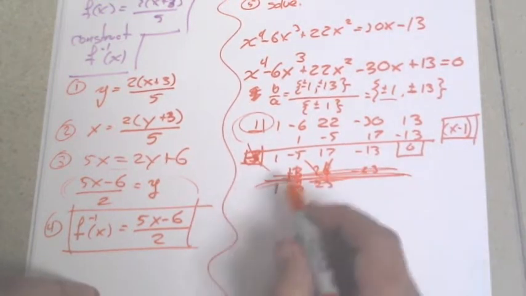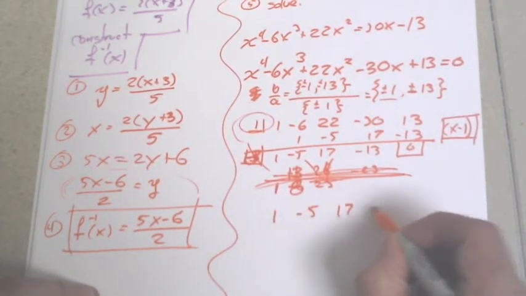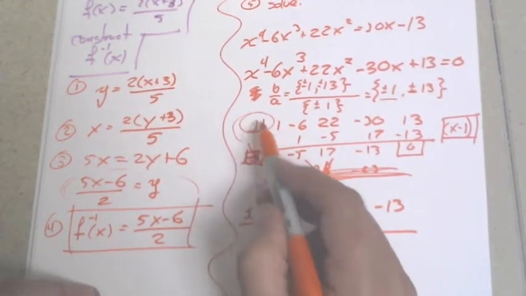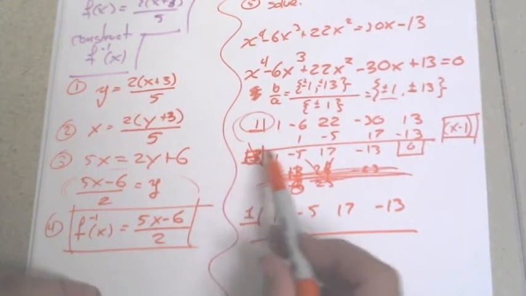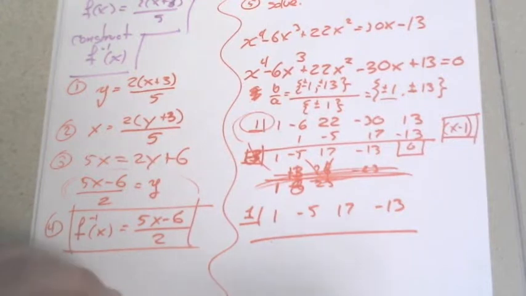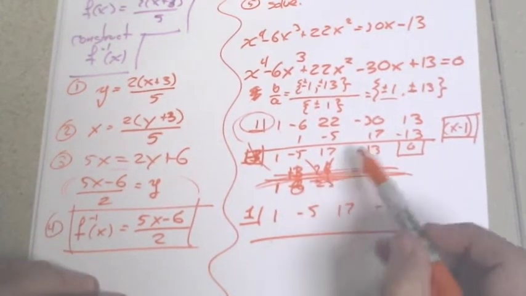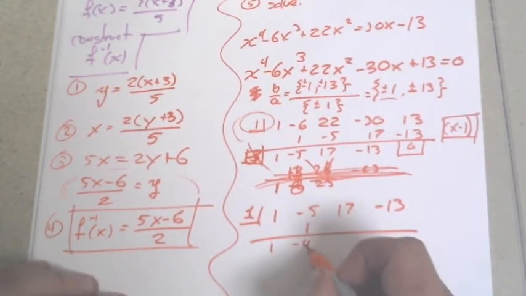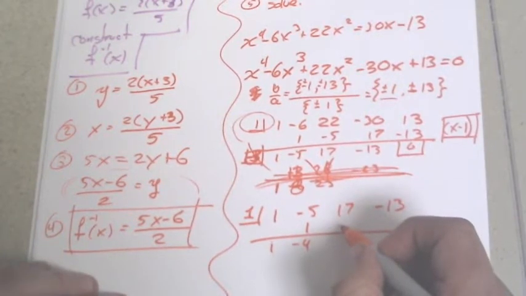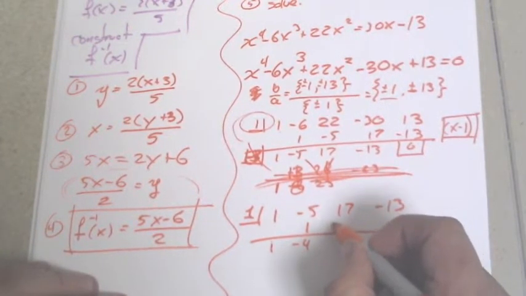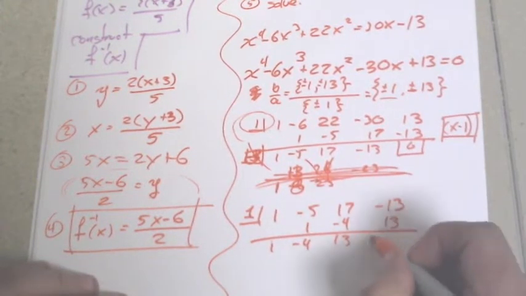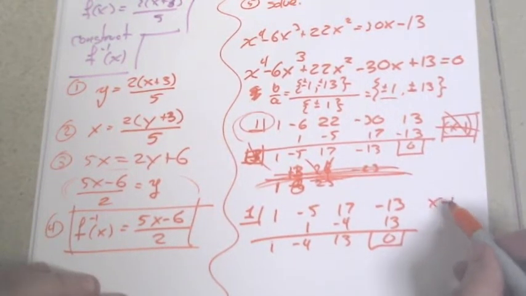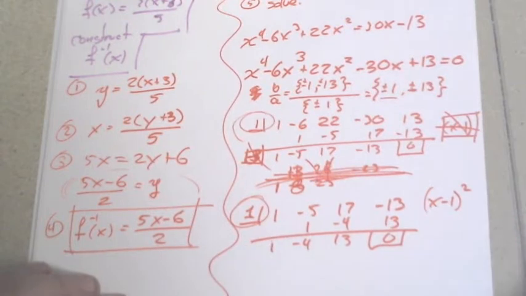Now once you make this much of a mess, I'm going to bring down my 1, negative 5, 17, and negative 13. Now something you always want to keep in mind with synthetic division is just because 1 worked once doesn't mean you can't try it again. And the negative 1 didn't work, and the 13 started to get a little wacky. So I'm going to try 1 again. So 1, 1, negative 4. Oh, what is that? Well, negative 4, 13, 13. Oh, that's nice. So 1 works twice. So we know it's not just x minus 1, it's x minus 1 squared. So we have a multiplicity of 2 on our 0 of 1.